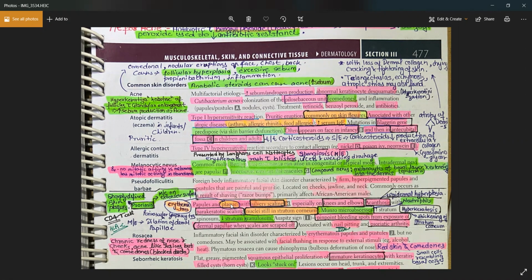So any doubt on the melanocytic nevus? No, thank you. No.